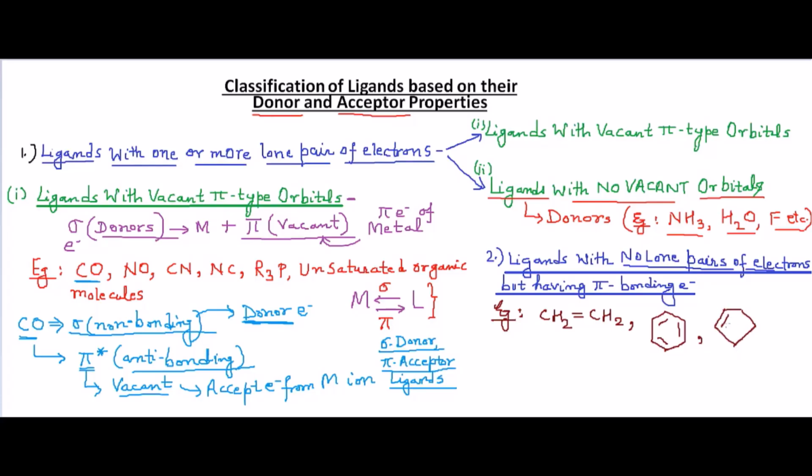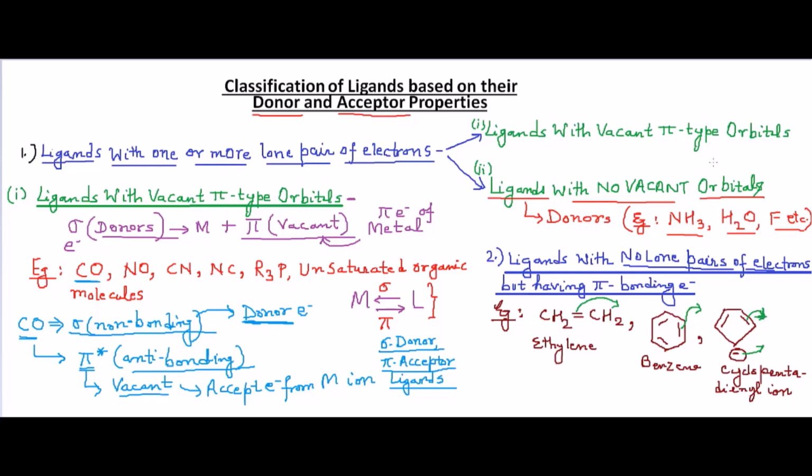So what is this? This is the cyclopentadienyl ion. As you can see, all of these have pi bonds or pi electrons which they can easily donate to the metal ion, and then it can form the coordination complex.